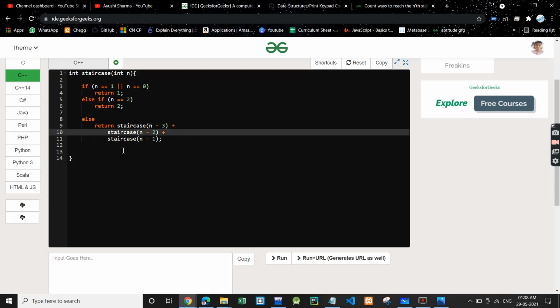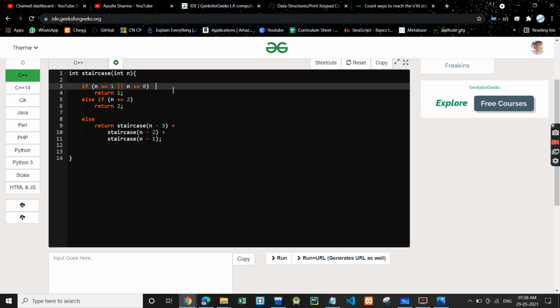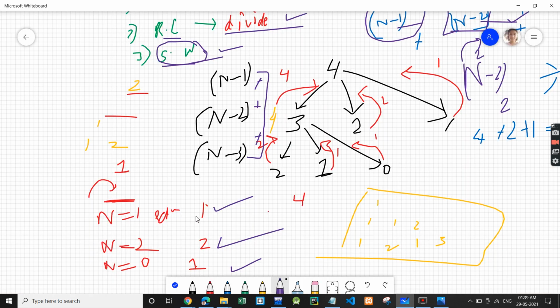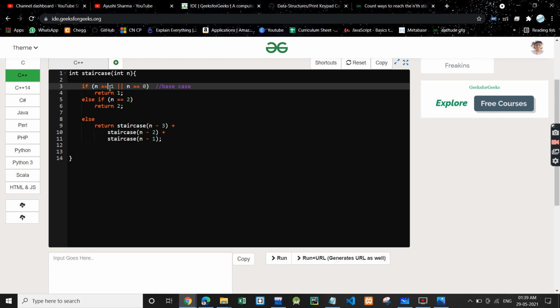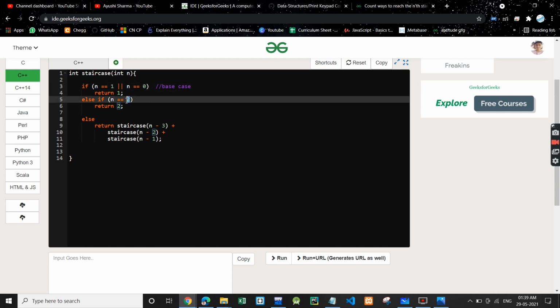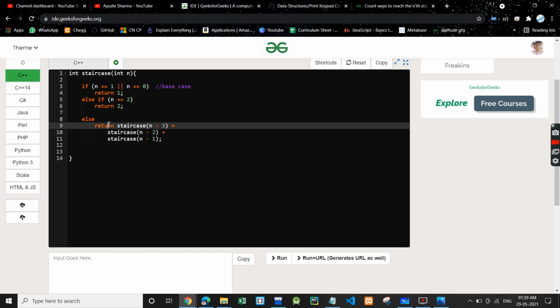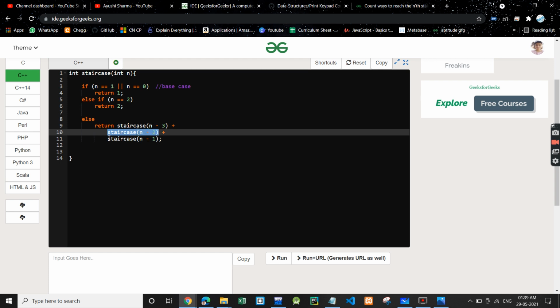So the code is very simple. In the function we get n number of stairs. We will check for the base case that if n is equal to 1 or n is equal to 0, just return 1, right? We discussed over here that if n is 1 or n is 0, we will return 1, right? If n is 2, then we return 2, right? Else if n is greater than 2, we will be returning whatever we get number of ways for n minus 3 stair, n minus 2 stairs and n minus 1 stairs.